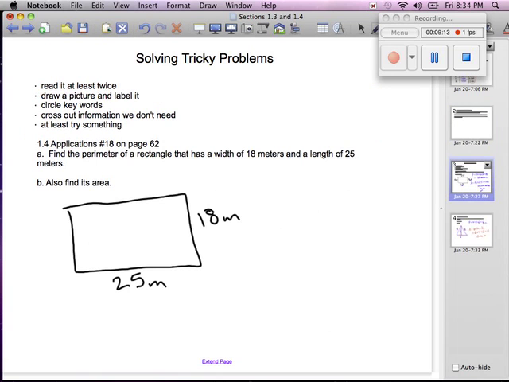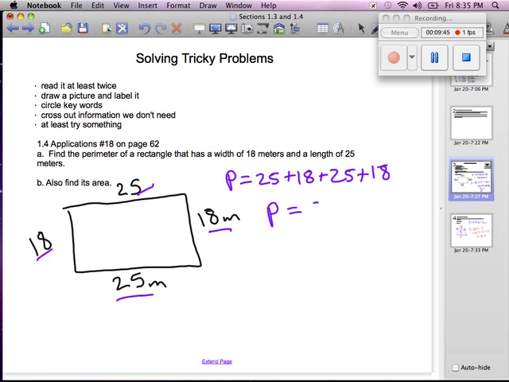Just label it. Now I'm always going to tell you when you're doing perimeter problems to actually label every side. It's a very common mistake to just add the 2 sides that they give you in the book. But you have to remember that there's a side over here and a side over there, and we need to add them all. So perimeter is an adding problem. Add up all the sides, and we get 86. 86 what? Meters.